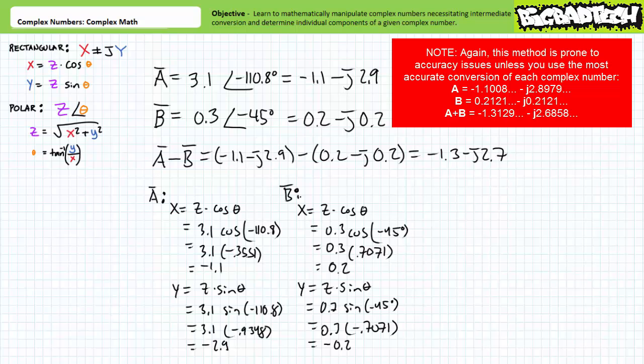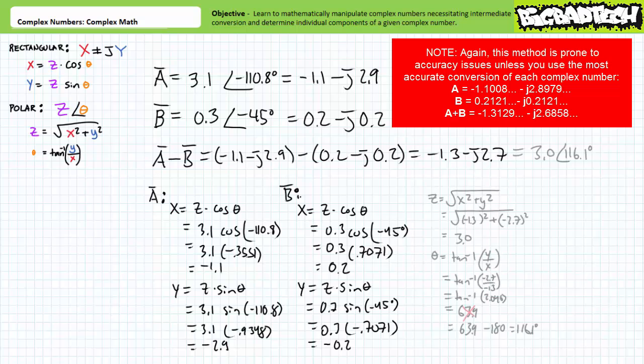If we need to, we can convert this final result to polar. Doing so yields 3.0 at an angle of 116.1 degrees. Note these given rectangular coordinates place us in the third quadrant, and solving for the angle necessitates active intervention on our part.